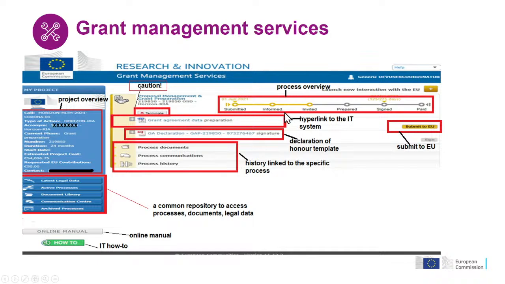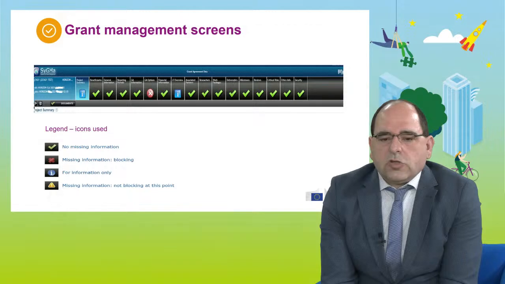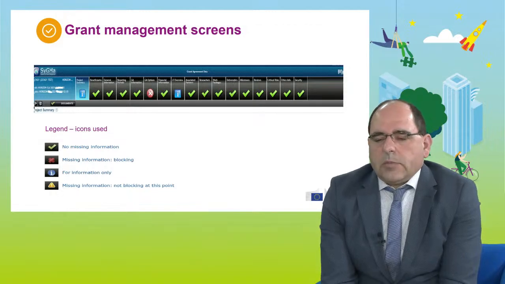And also, just to explain that you will always have here, for the processes that are ongoing or completed, what we call the metro line, which shows in which stage you are. Here you will have the button to sign the declaration, and for the coordinator to submit the document to the EU. Not all buttons are available to the beneficiaries, because some actions are performed by the coordinator. Again, I will not dwell on this screen, because it's just how you see it when you enter the grant management tool.